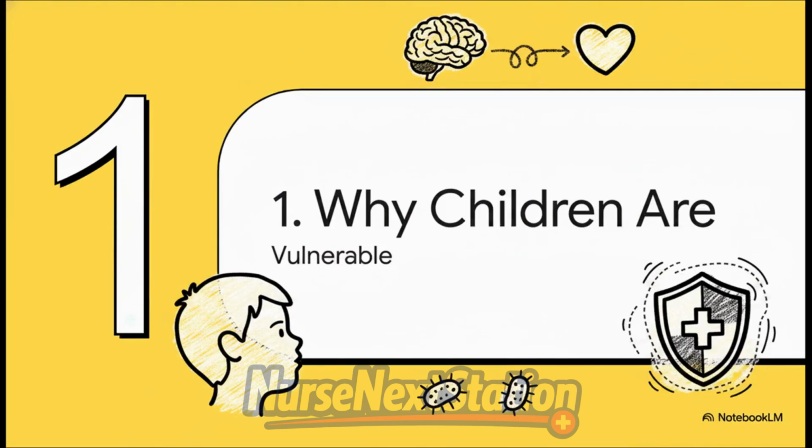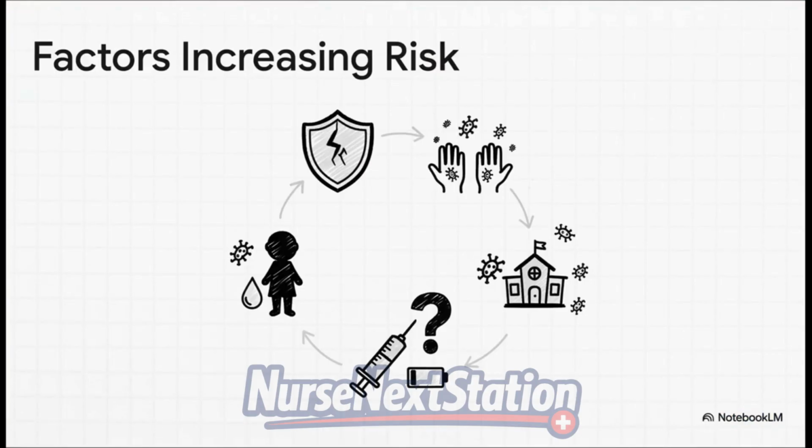Okay, so first things first, why this special focus on kids? I mean, why are they so different? It really all comes down to their unique physiology. A child's immune system is still learning. It hasn't built up the library of defenses that an adult has. Then you throw them into daycare or school, which are basically little petri dishes, and combine that with, let's be honest, not so great hand-washing habits, and it's a perfect storm.